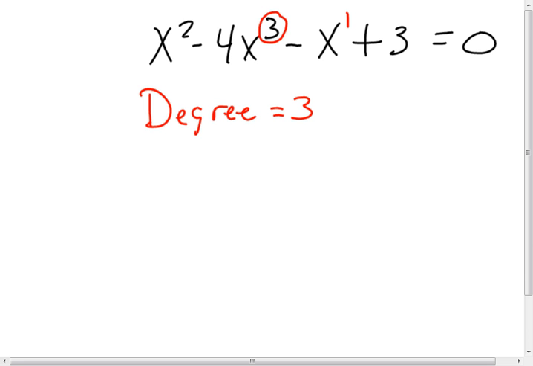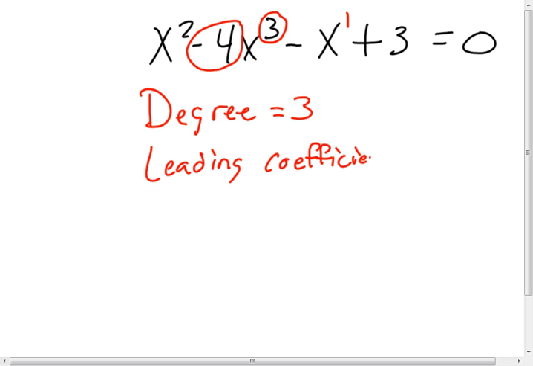The leading coefficient will be the coefficient of the variable with the highest exponent. So in this case, the leading coefficient is that number associated with the variable that has the highest degree. In this case, the leading coefficient would be -4. So your answer would be 3, -4.